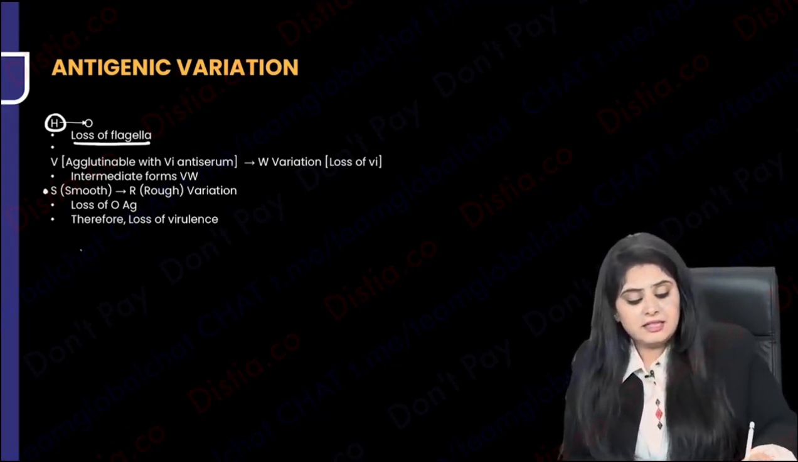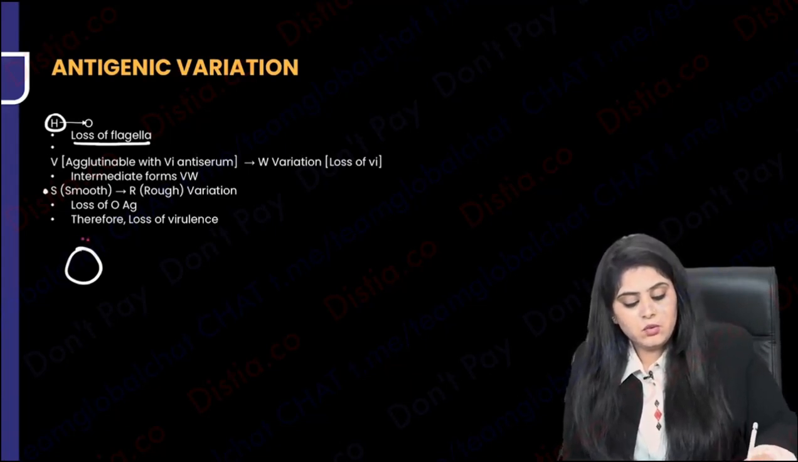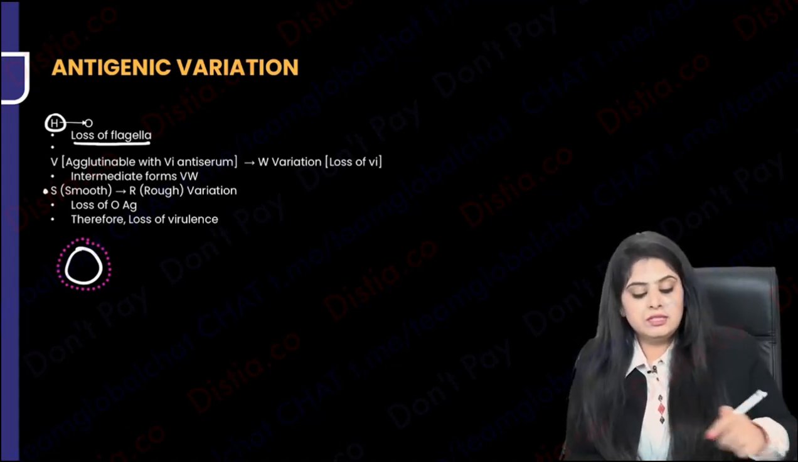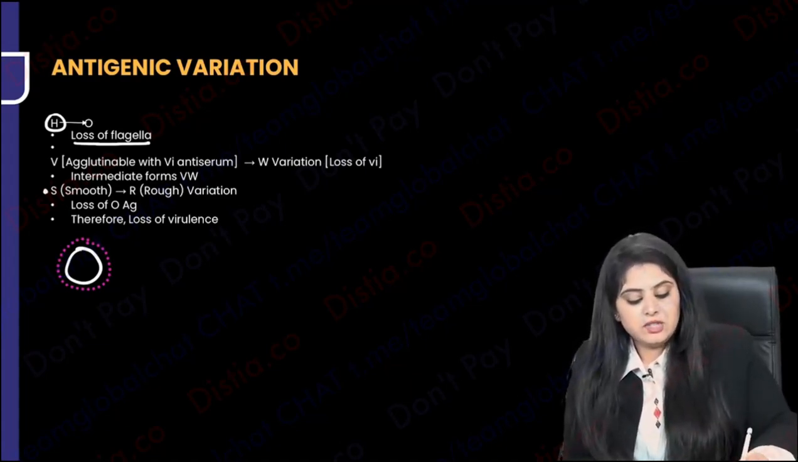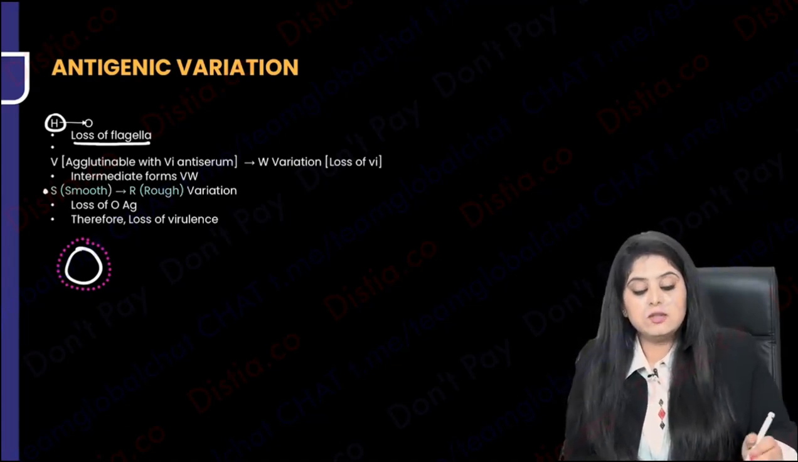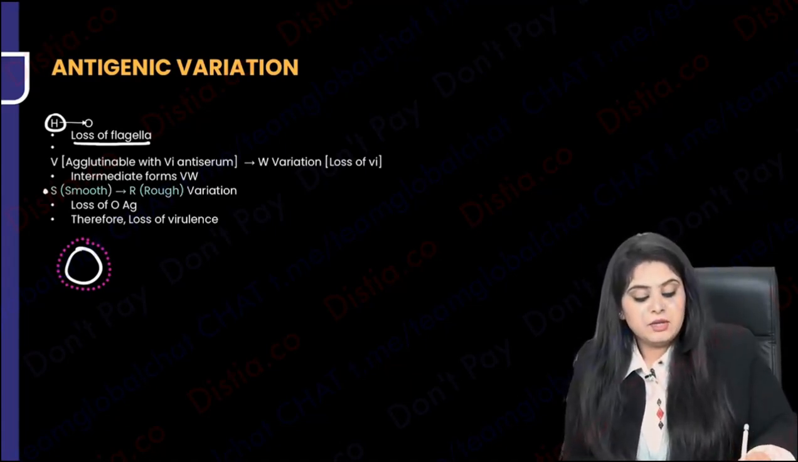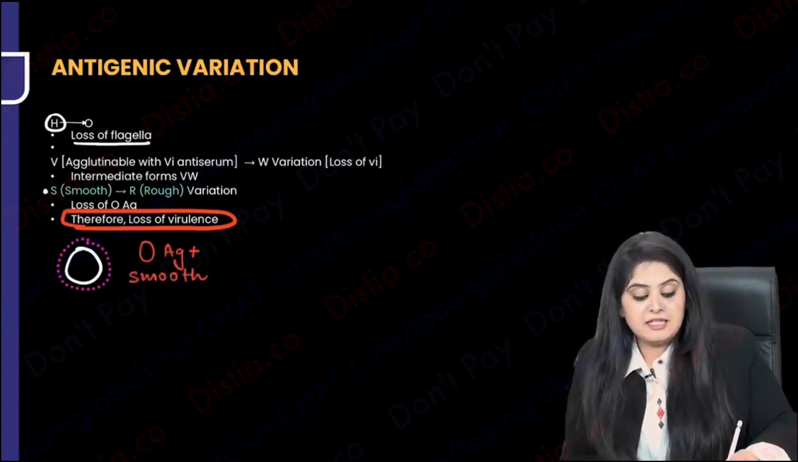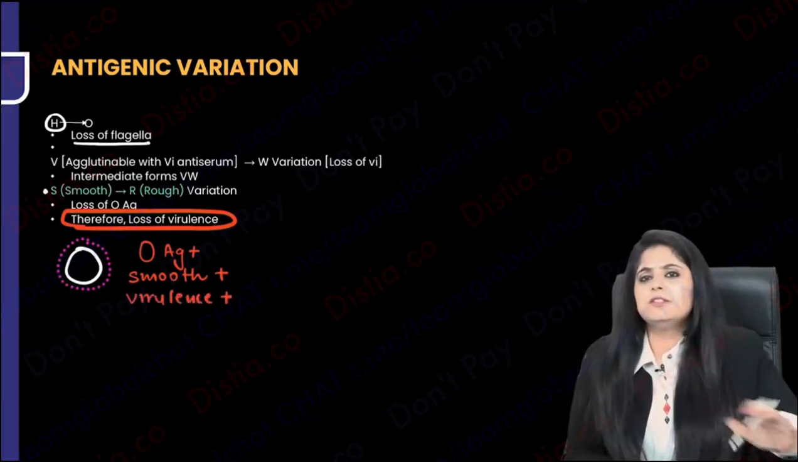So I am saying that till the time the O antigen was present, everything was going very, very smooth. Now when the O antigen is going to be lost, things are going to become rough. Why? Because there is loss of virulence. So remember, till the time the O antigen was present, life was very, very smooth for the bacteria, because the bacteria had a lot of power. When you have power, life is very smooth.